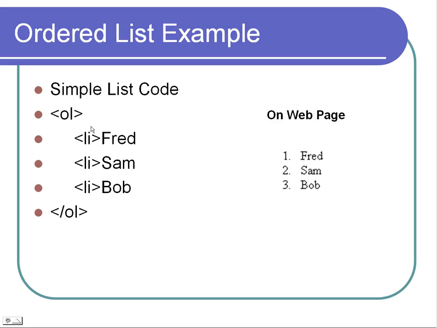Here's another example of the ordered list this time. We've got the begin tag, and we've got the end tag, and the list items. Again, this is a simple list like before. Notice it's numbered 1, 2, 3. Okay?